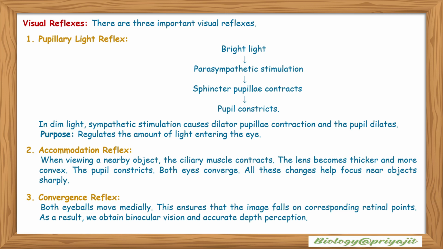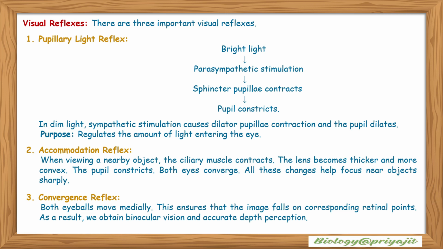Visual reflexes. There are three important visual reflexes. Pupillary light reflex. Bright light falls on the eye, causing parasympathetic stimulation. Sphincter pupillae contracts and the pupil constricts. In dim light, sympathetic stimulation causes dilator pupillae contraction and the pupil dilates. The purpose is to regulate the amount of light entering the eye.